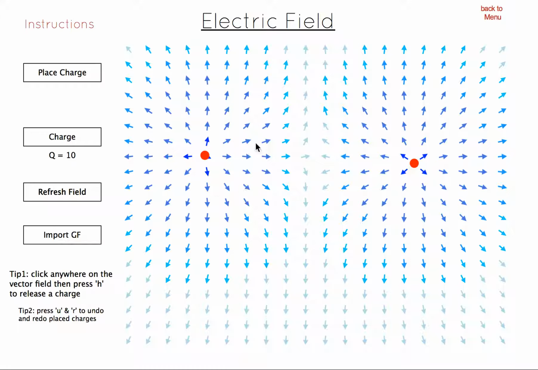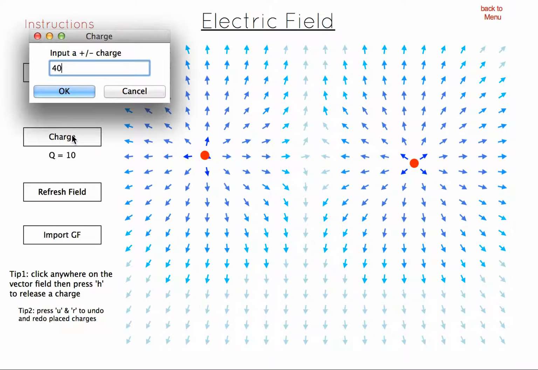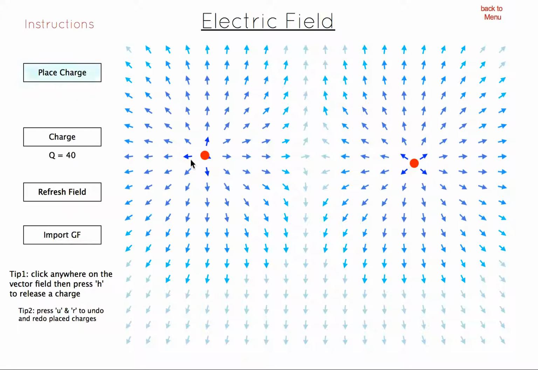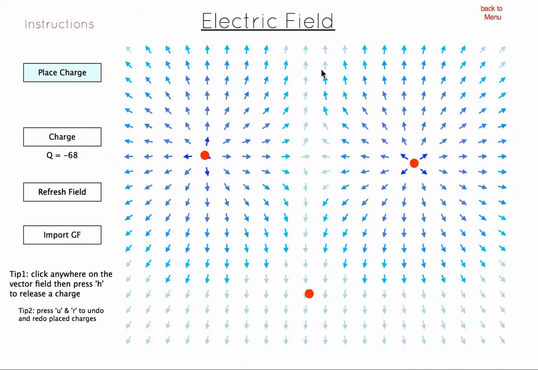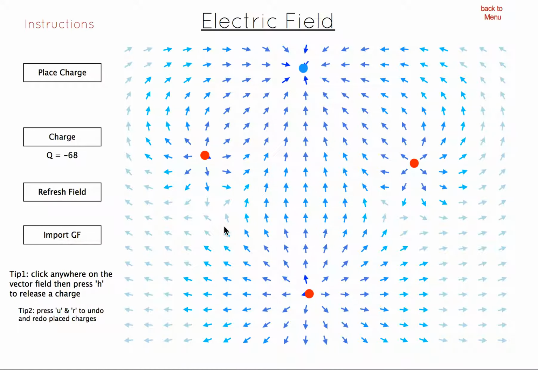Now let's add some bigger charges and a negative charge. So let's say I want to charge maybe 40. I'll place that charge down here. And I want a bigger negative charge, let's say 68. And I'll place that charge up here. Now I'll refresh the field. And once again, we get the electric field of this charge distribution.